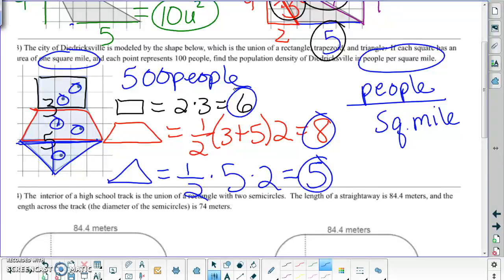Alright, so my area is 6 plus 8 plus 5, that's 19. So it's 19 square miles, and there's 500 people who live there. So then you just divide 500 divided by 19 to figure out how many people live per square mile. It would be 26 people. Yeah, 26 people per square mile.